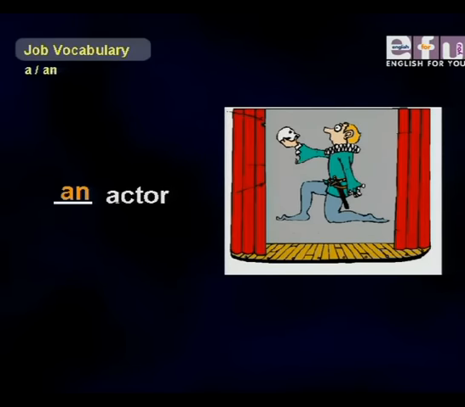There are some that end in OR. And we saw some of these. Director, doctor, actor. And there are some that end in IST.